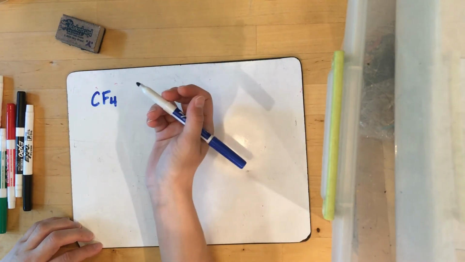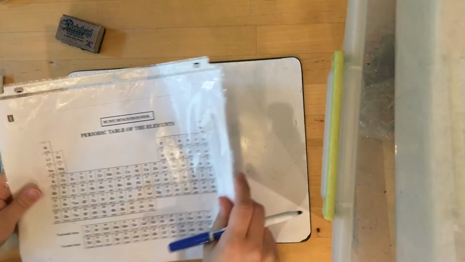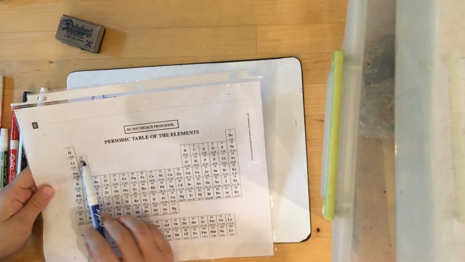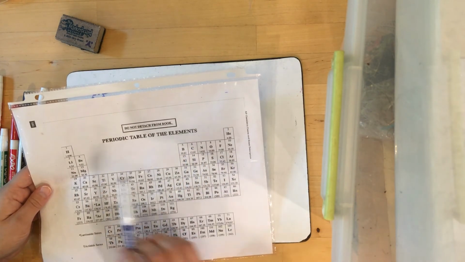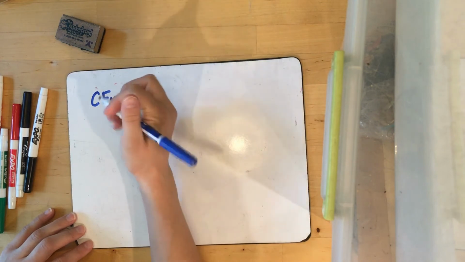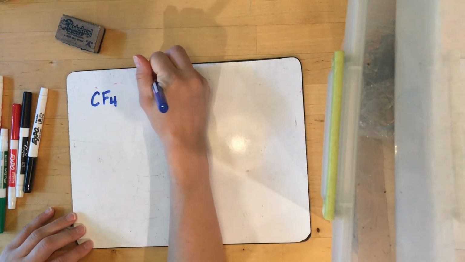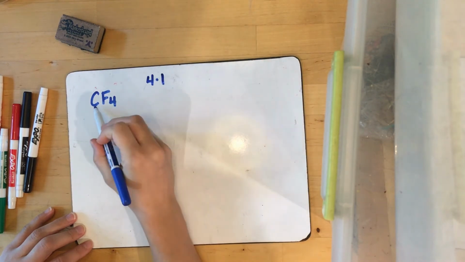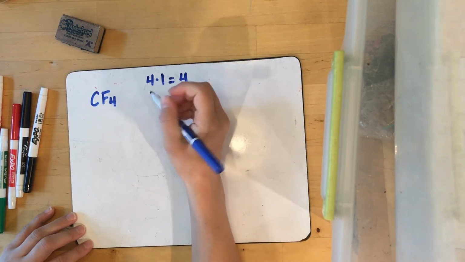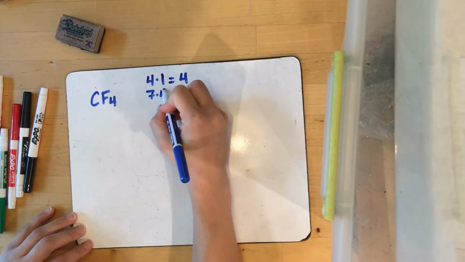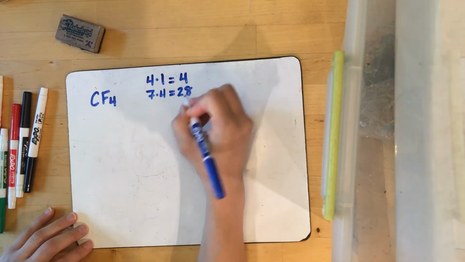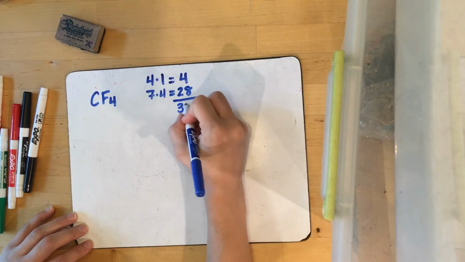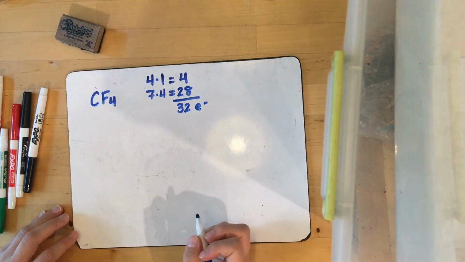So the first step is to count up the valence electrons. Remember, we do that by finding the element on the periodic table and counting the number of columns across that it is. So carbon is 1, 2, 3, 4, and fluorine is 1, 2, 3, 4, 5, 6, 7. So for carbon, we have 4 valence electrons, and there's only 1 carbon. For fluorine, we have 7 valence electrons, and there are 4 of them. So 7 times 4 is 28. And we add those up to get 32 electrons total.